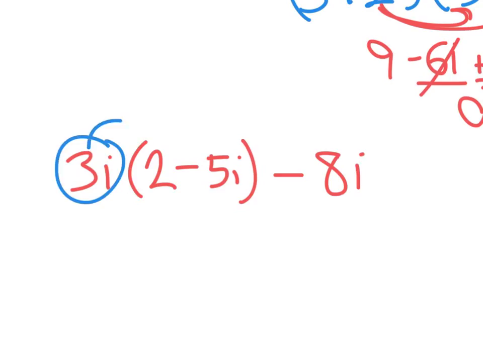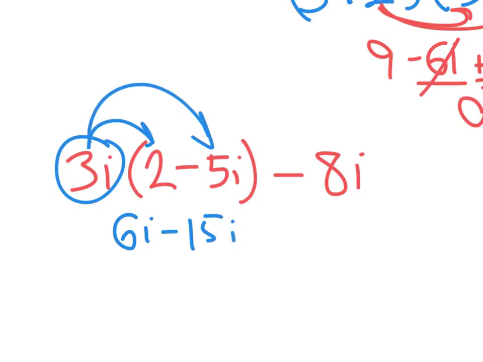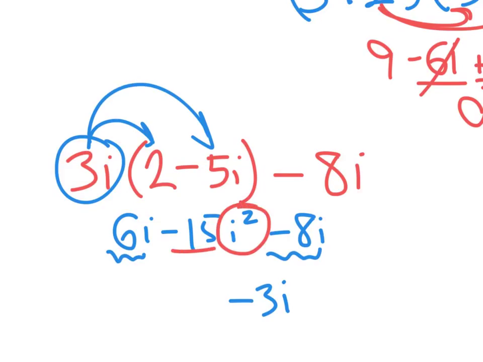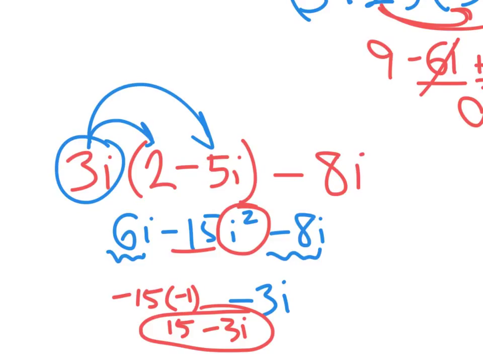When you go 3i times 2, it's going to be a 6i. And you go 3i times negative 5i, that's a negative 15i squared. Then you bring down the minus 8i. And of course, you could combine this first i with that last i, and it'll give you a negative 3i. And what about the negative 15i squared? We know i squared is negative 1, so I really have negative 15 times negative 1, which means I do have a positive 15 minus 3i. And that would be my answer right there, that complex number. I hope we get this, guys.